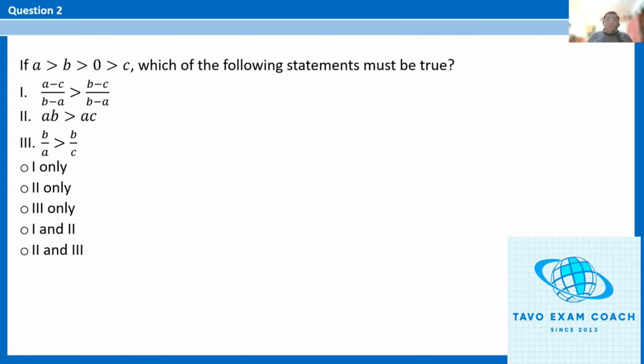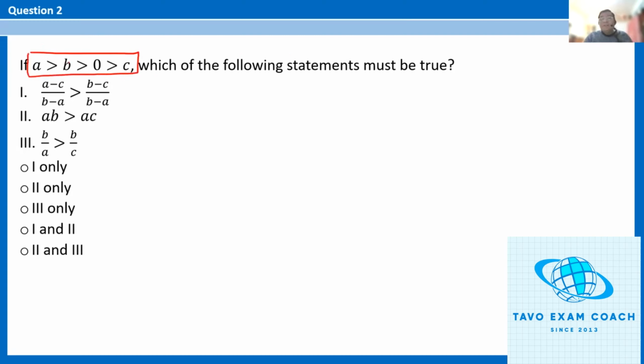If A is greater than B, B is greater than 0, and C is less than 0, which of the following statements must be true? All right, we have exactly the same logical frame for this question as for the previous one. So now we know what to do. We know that this is our premise. We're assuming this is true.